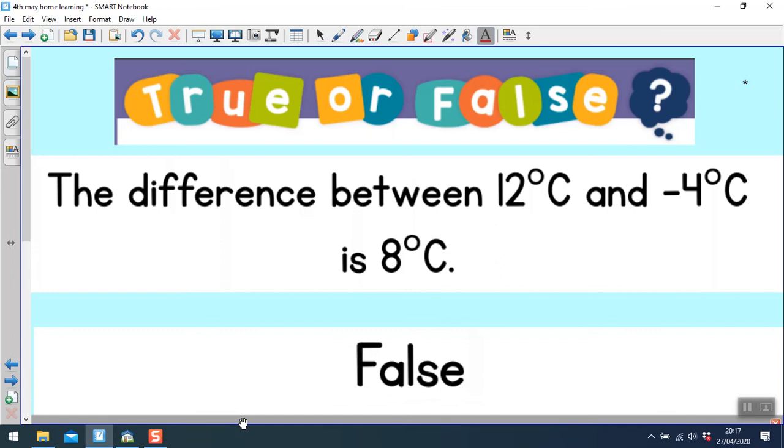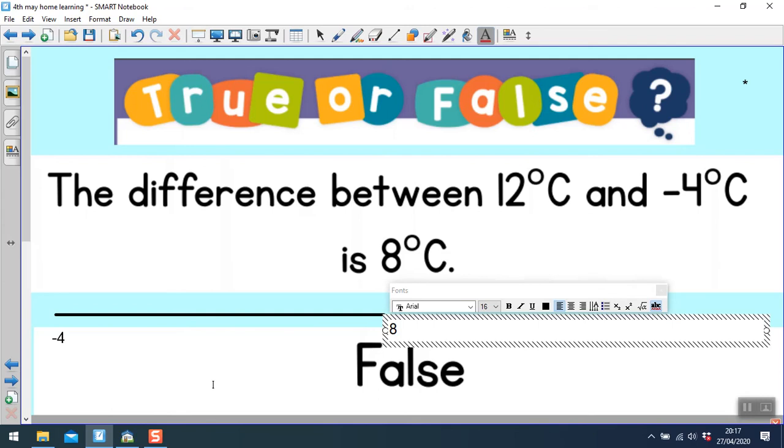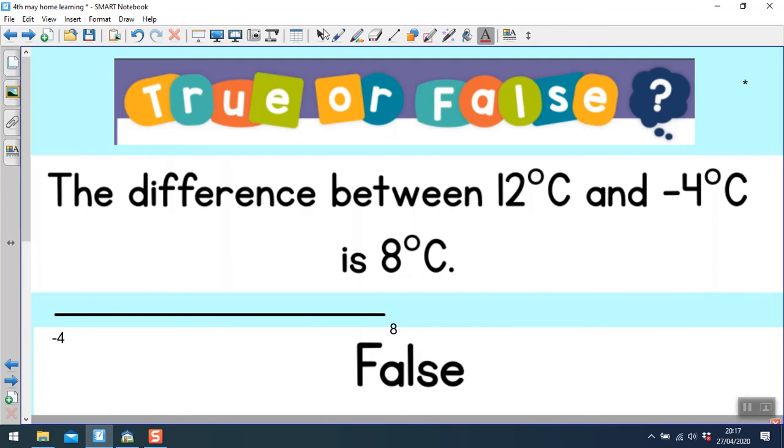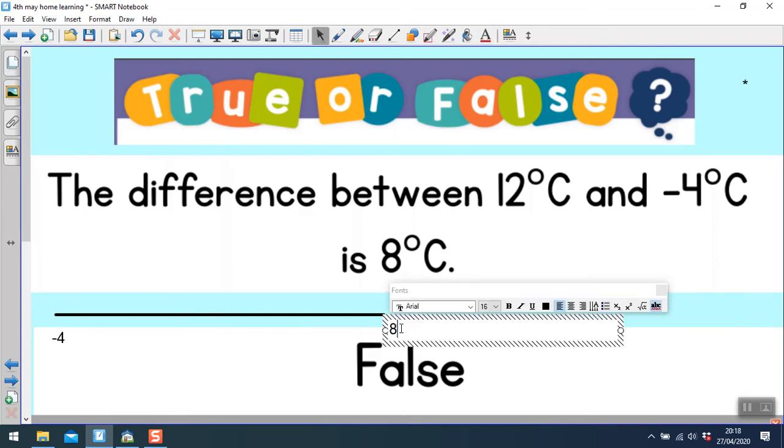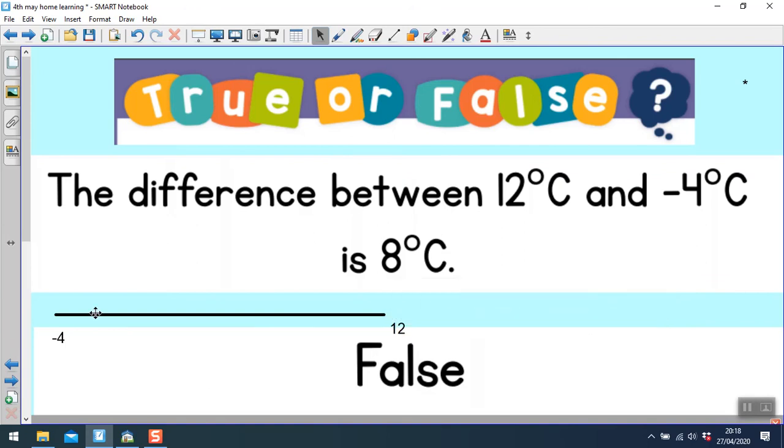So it is of course false. To prove it, I could draw myself a number line. I could write negative 4 over here and 12 here, sorry. So the difference between negative 4 and 12 degrees, I've got to prove that it's not 8. I could jump up to 0 and then jump up to 12.